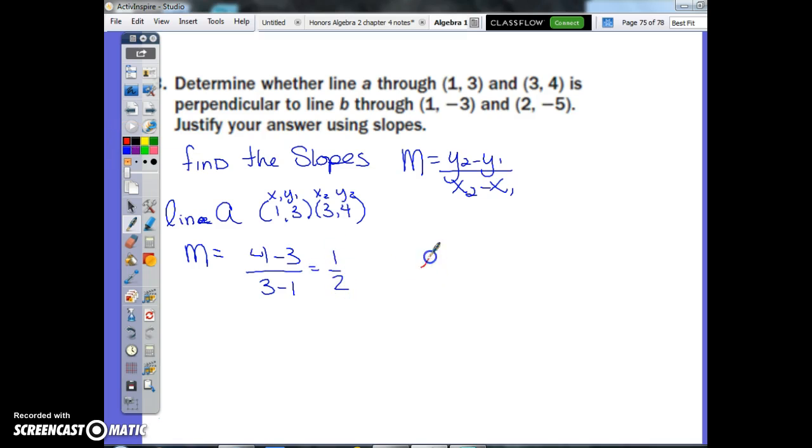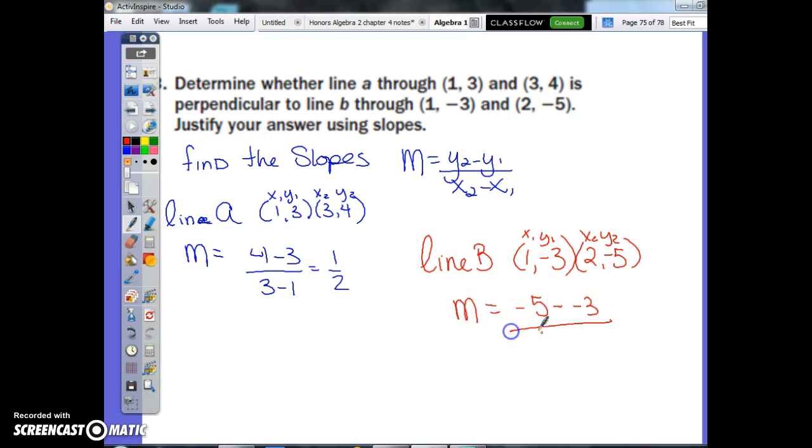Then we go to line B, and they give you the point 1, -3, and the point 2, -5, x sub 1, y sub 1, x sub 2, y sub 2. So your m equals -5 minus a -3 over 2 minus 1 equals, make that a plus sign please, -5 and a +3 give you a -2. 2 minus 1 is 1. So here we have 1/2, and here we have a -2 over 1.